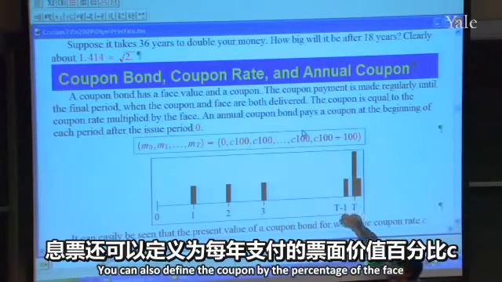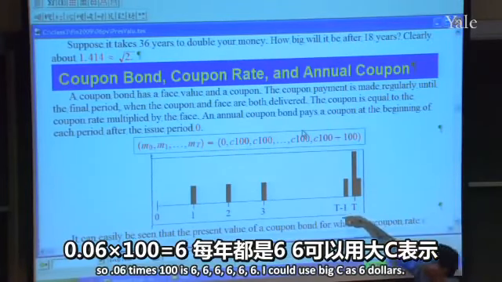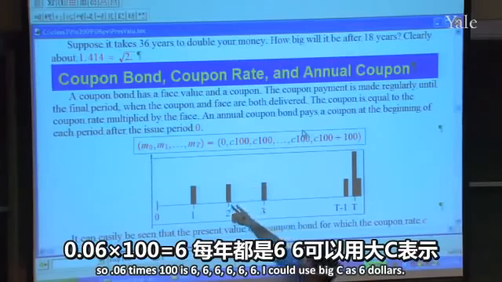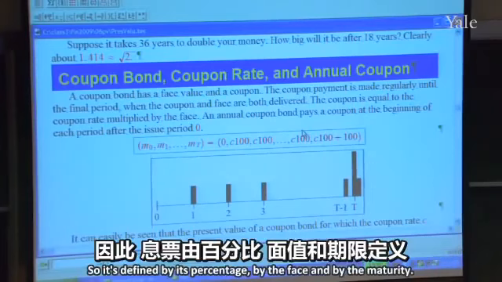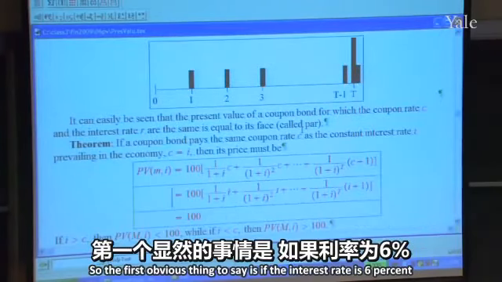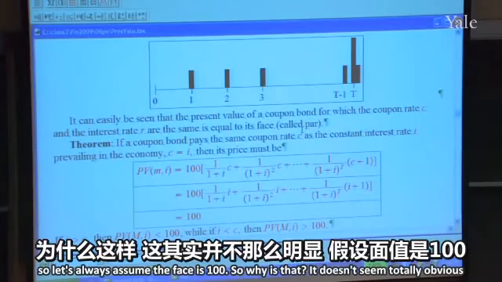You can also define the coupon by the percentage of the face that it pays every year as a coupon. So little c is the percentage. So 0.06 times 100 is 6. I could use big C is $6. So it's defined by its percentage, by the face, and by the maturity. So the first obvious thing to say is if the interest rate is 6% and the bond is paying a 6% coupon, then it has to be worth its face. So let's always assume the face is 100.